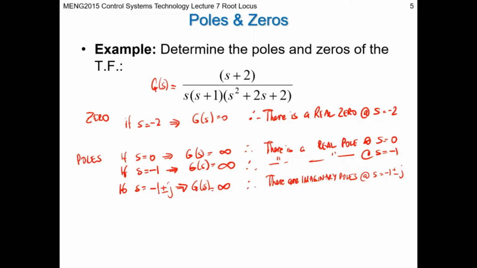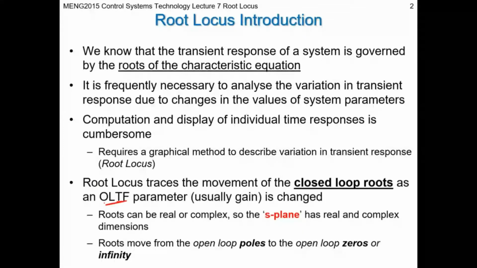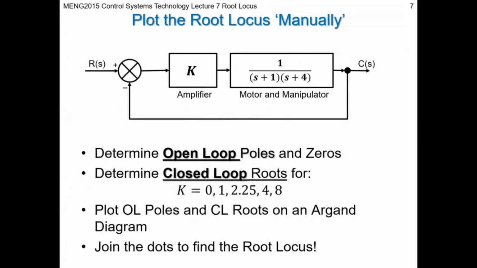Right, so that's how we plot our poles and zeros. Remember, they are found from the open loop transfer function. So our poles and zeros are always open loop. So let's determine, for this next example here, the open loop poles and zeros.